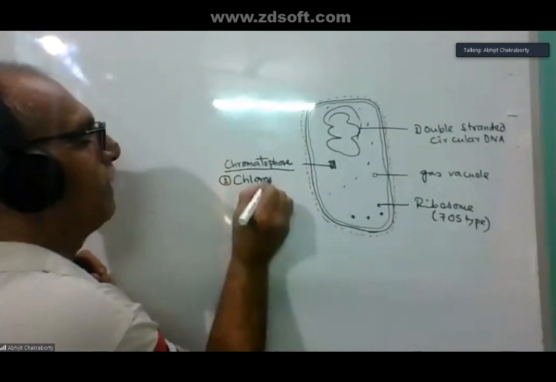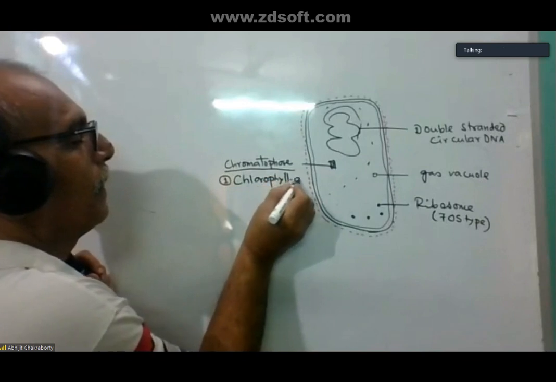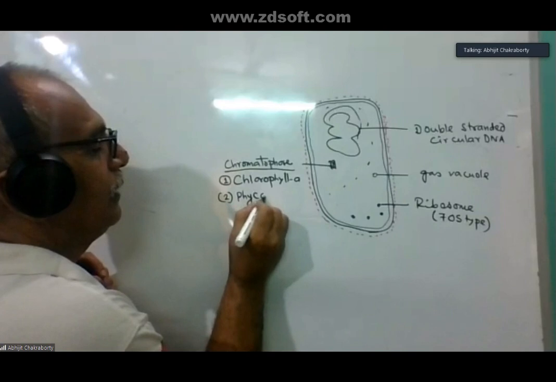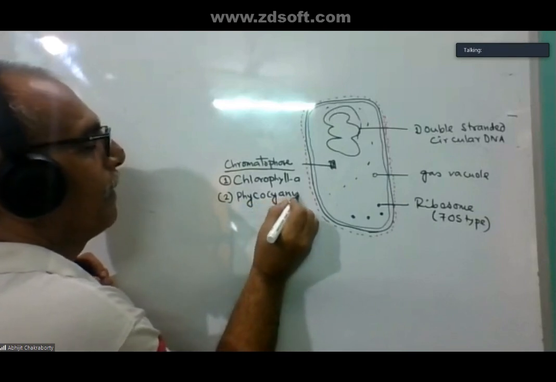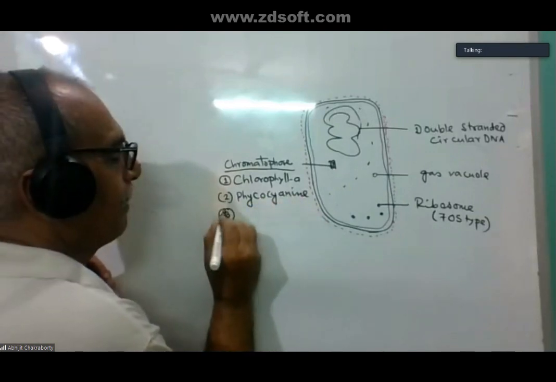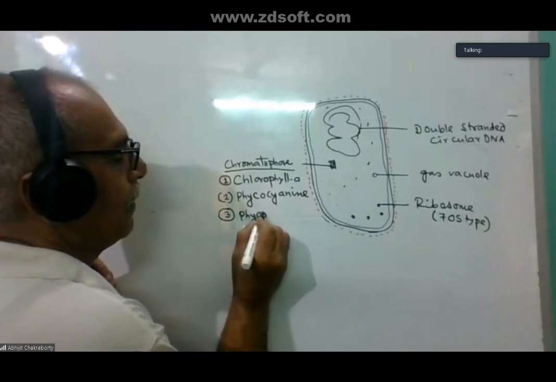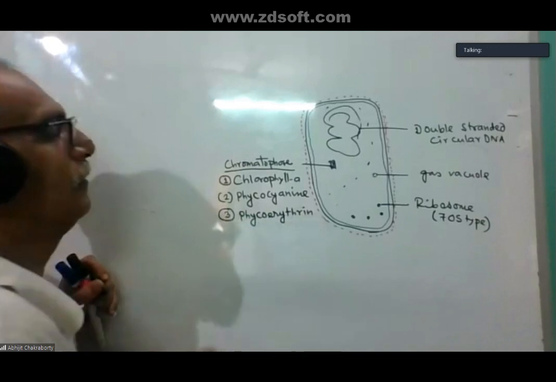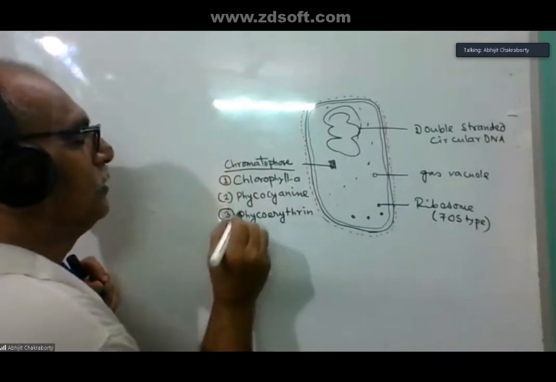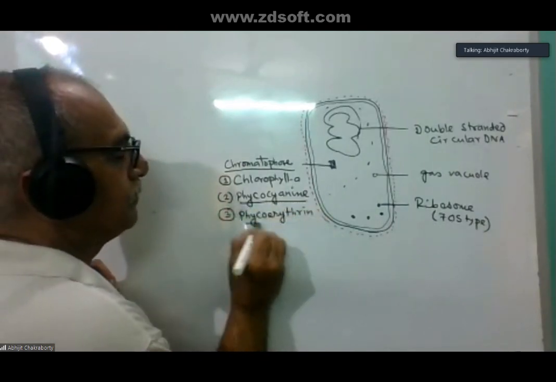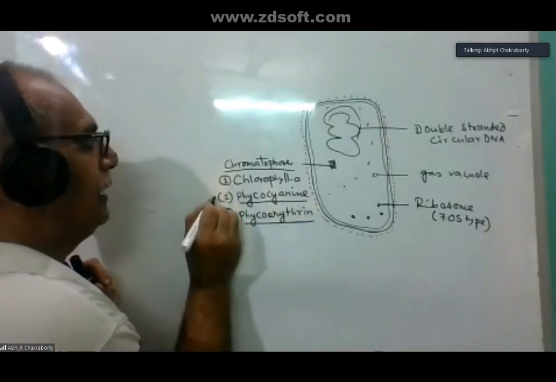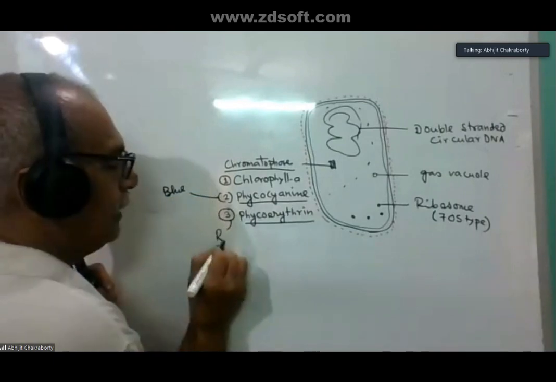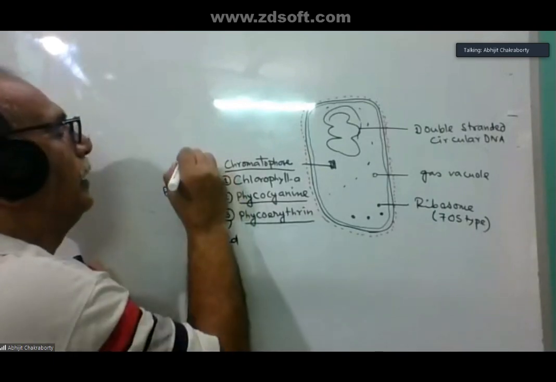chlorophyll A, phycocyanin, phycoerythrin. So these are the basic pigments. Phycocyanin is actually a blue pigment. This is the red pigment and this is the green pigment.